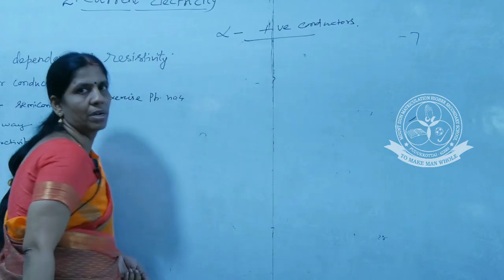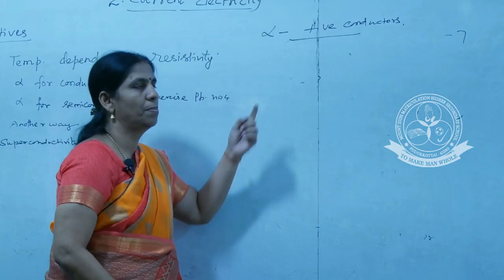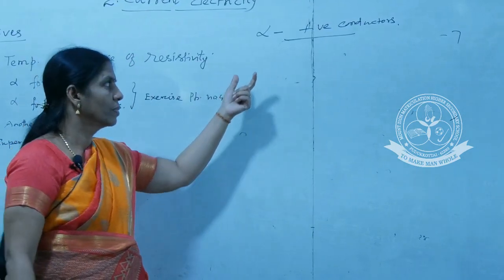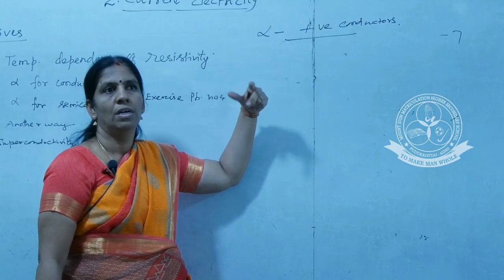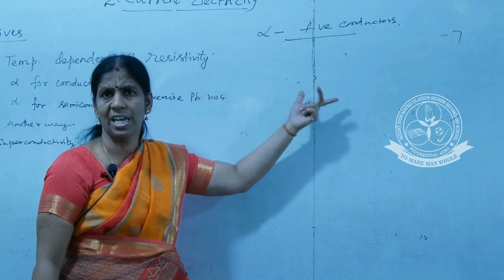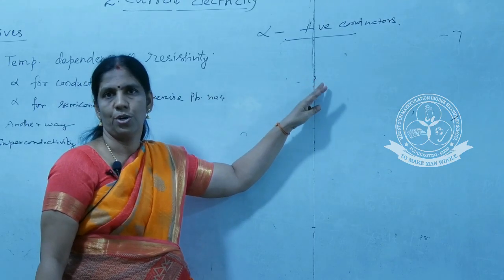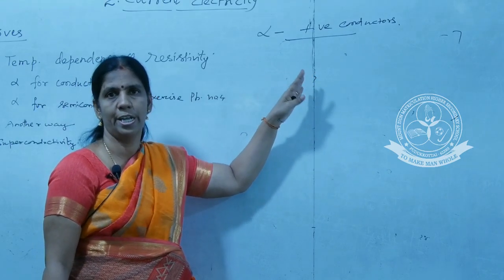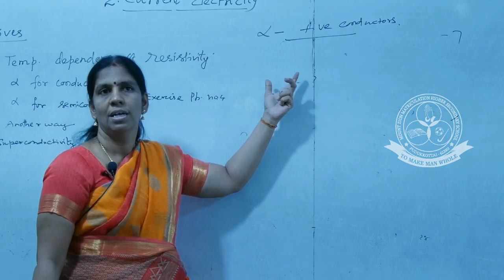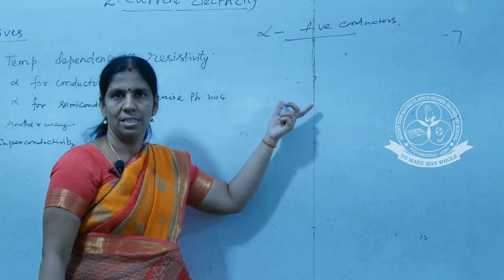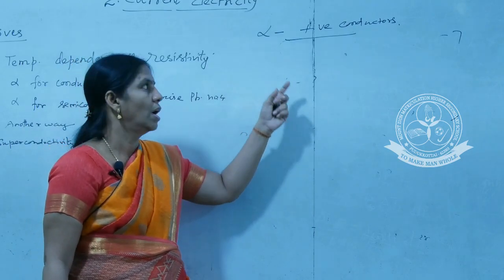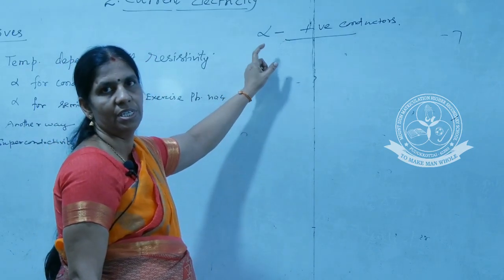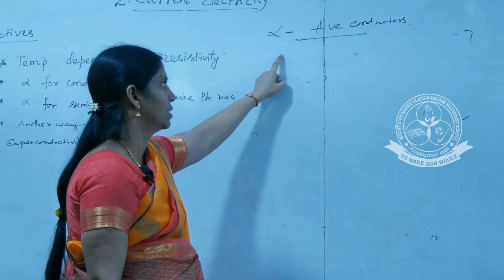Why does this happen? Why does this alpha value become positive for conductors? Because when we increase the temperature, the average kinetic energy of the electrons in the conductors increases, resulting in frequent collisions. The number of collisions becomes more, and so the resistivity also increases.